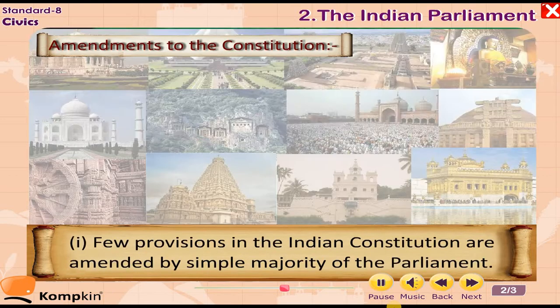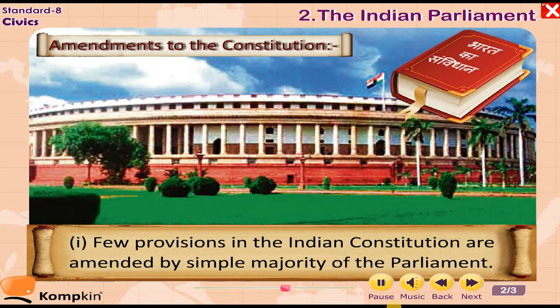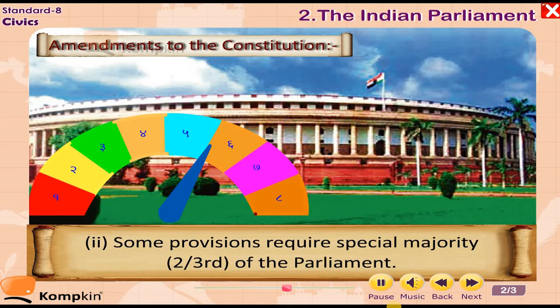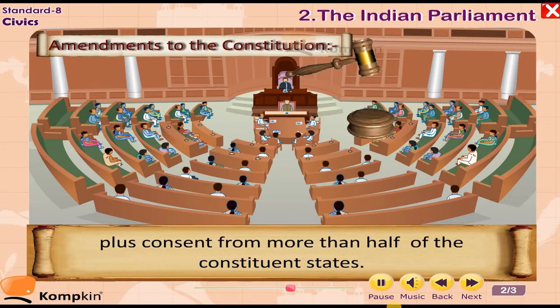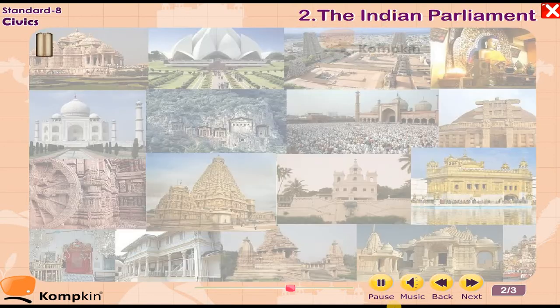They are as follows. 1. Few provisions in the Indian Constitution are amended by simple majority of the Parliament. 2. Some provisions require special majority, 2/3 of the Parliament. 3. Few other provisions are amended by special majority plus consent from more than half of the constituent states.